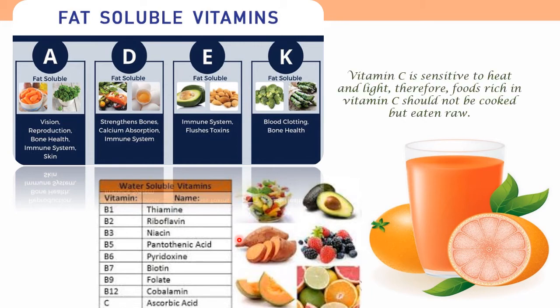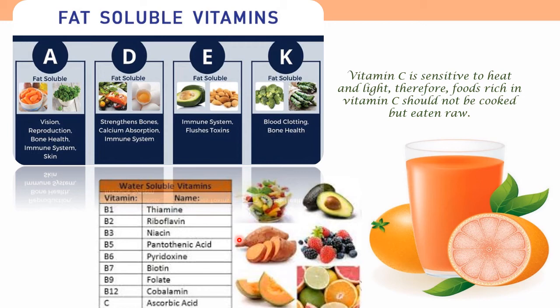Vitamin C is sensitive to heat and light. Therefore, foods rich in vitamin C should not be cooked but eaten raw. So most of the vitamin C rich food we will not consume by cooking it. Mostly we can see it in the citrus fruits, right? Citrus fruits, amla, I mean gooseberry, all these are rich sources of vitamin C. Mostly it will be fruits. So definitely there is no need for us to cook as they are sensitive to heat.